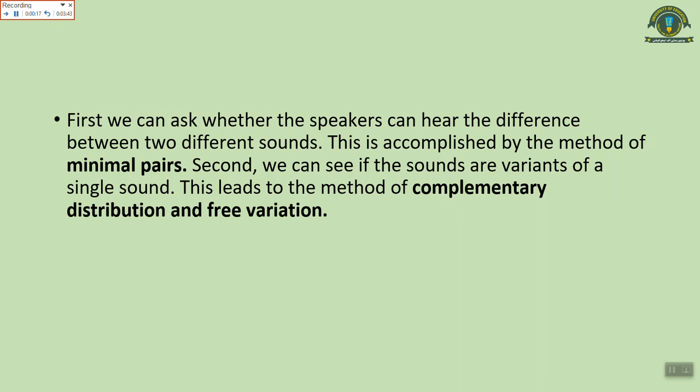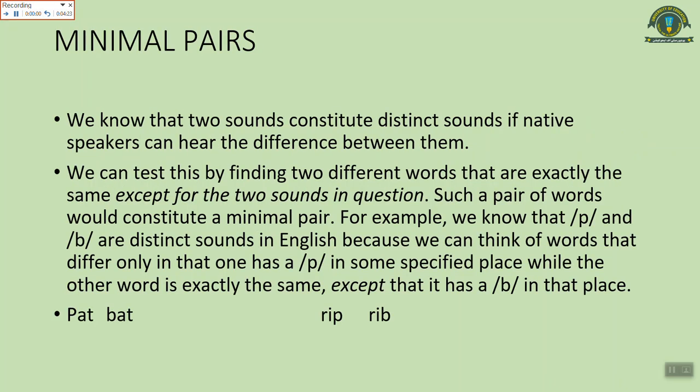Now, this is actually accomplished by two methods. These two methods are called the method of minimal pairs and the method of complementary distribution and free variation. These methods are used to find out how many phonemes are there in a language, or whether two sounds are considered the same phoneme in the language, or are considered two different phonemes. So we can use these methods of minimal pairs and complementary distribution and free variation.